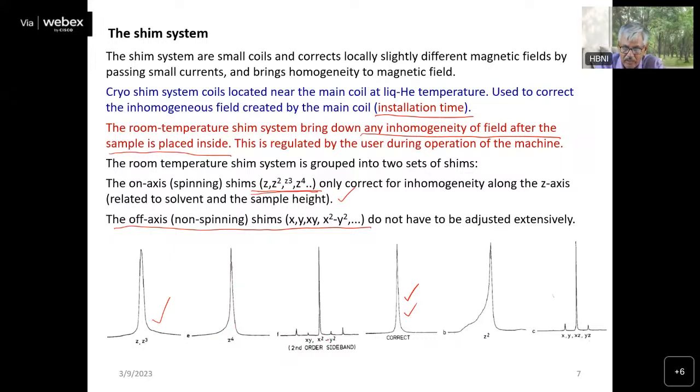Similarly, if your xy and x square minus y square are not properly adjusted, you will get a sharp line, but you have a lot of satellite peaks. That will confuse you, and you will probably think these are coming from some other nuclei. Similarly, if the Z square SIM is not done properly, you see a huge broadening at the base. Similarly for X, Y and other SIMs, you can see there are side bands.